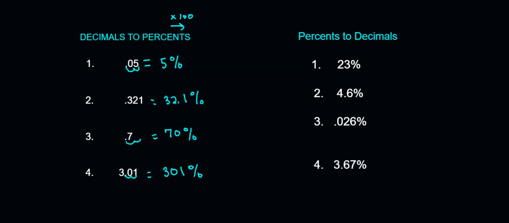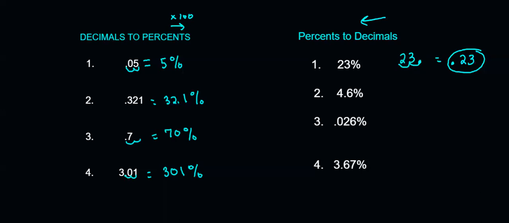Now, if you want to go percents to decimal, you move the decimal two places to the left, which is like dividing by 100. So left. So 23%. If I want to change that to a decimal, there's no decimal, so it's understood to be at the end. If I want to change that to a decimal, I just move it two places, and I get 0.23. Moving two places to the left is the same thing as dividing by 100.